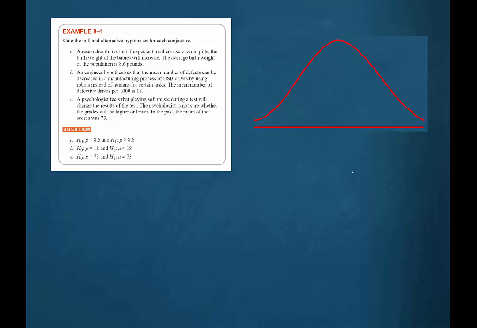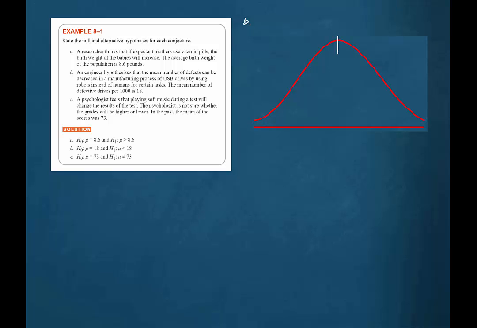Let's continue to develop our skills in designing hypotheses by looking at example B. Example B says, an engineer hypothesizes that the mean number of defects can be decreased in a manufacturing process of USB drives by using robots instead of humans for certain tasks. The mean number of defective drives per 1,000 is 18.